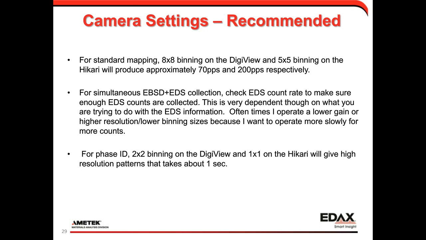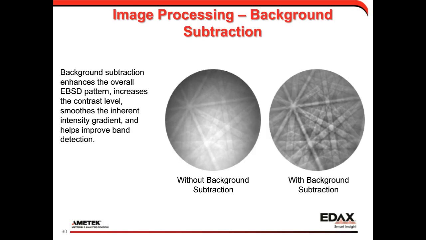So the background is essentially a way of getting rid of some of the artifacts of our data collection process. What the background does overall is it increases the contrast level, smooths the inherent intensity gradient, and helps improve band detection because of those previous two. Here's an example on the left without background and with background on the right. There's a huge difference in contrast between these two, and part of that contrast difference is because of the inherent intensity gradient.